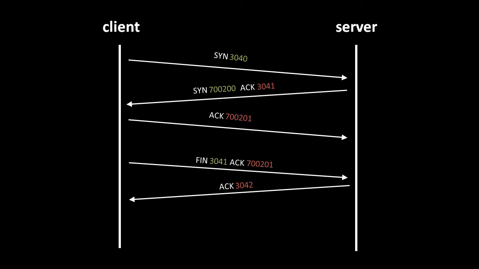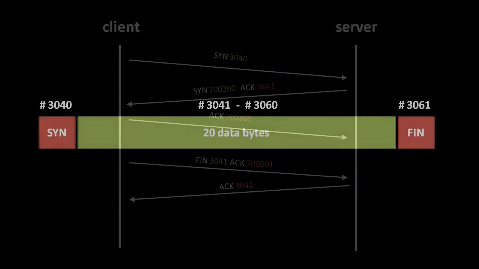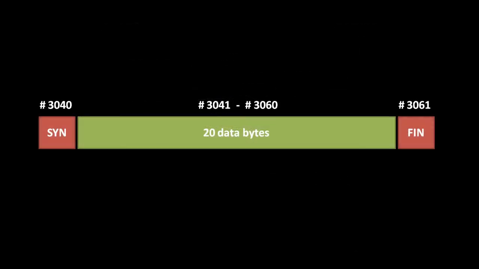And notice that when the server responds, it responds with an acknowledgement that is one greater than 3041, because just like the SYN in the opening handshake, the FIN flag itself counts like a byte of data in the sequence. So one way to think of it is that the FIN is like the last byte in the sequence, even though of course it's not a byte of data. So here, for example, if the sequence begins with 3040 and then we send 20 bytes of data, the last byte of data has the sequence number 3060, and then the FIN itself is going to have the sequence number 3061.